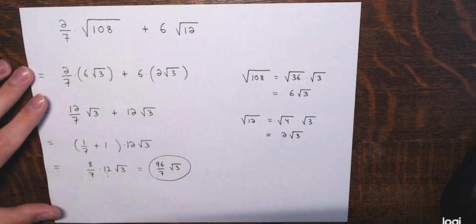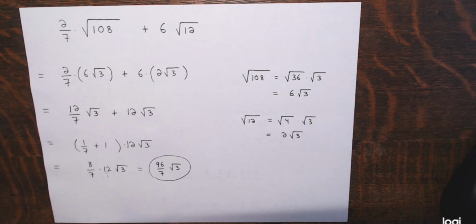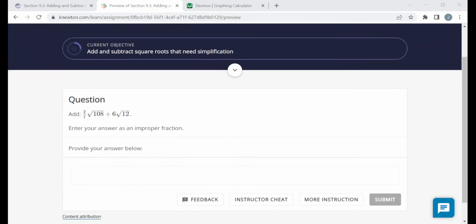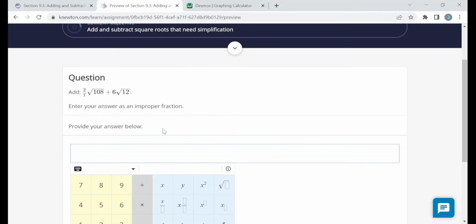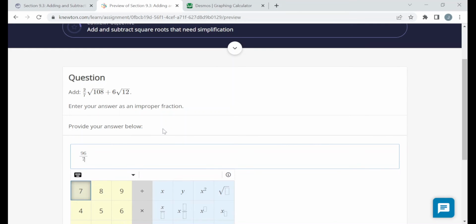And that's what they're asking us to do, is simplify the square roots so that the terms become like square roots, and then combine those square root terms to make a single term, if possible. Right? But that's 96 sevenths times the square root of 3.